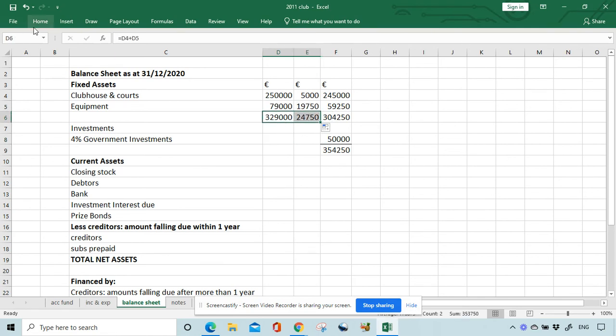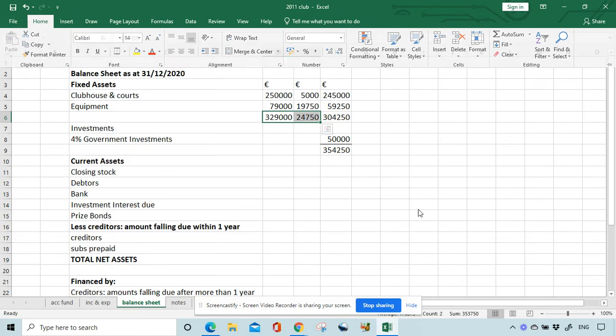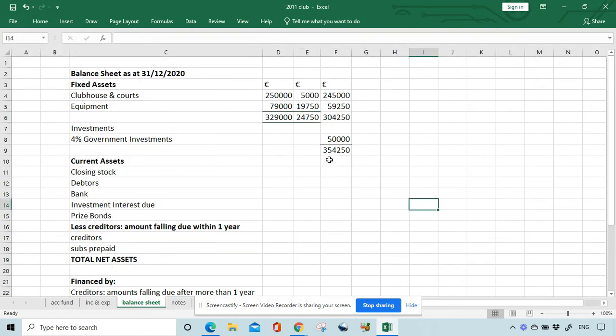Okay, I'll tidy it up. So a double underline on these. Okay, so we have 354,250. Now, our current assets. Closing stock we are given, 13,300. Debtors, so this is bar debtors, 300.